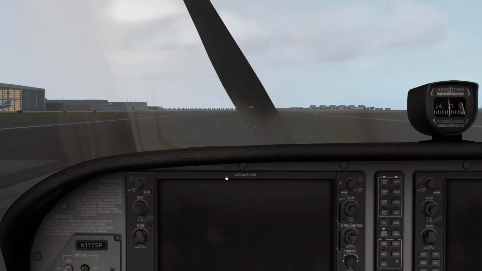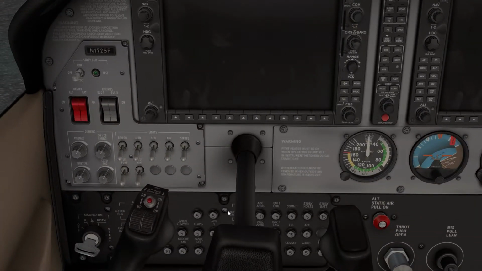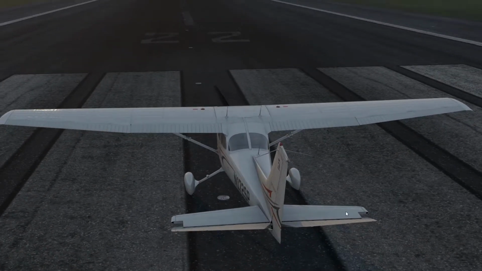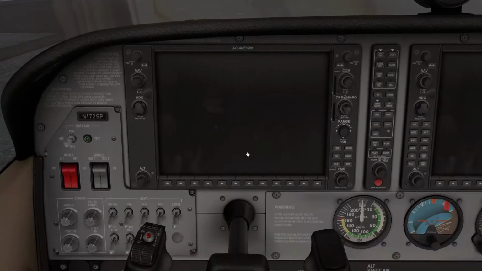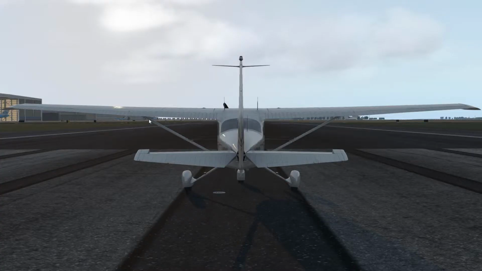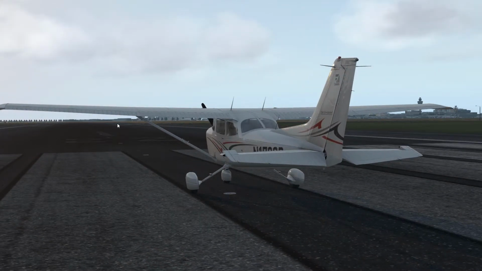If we pull back on our yoke, you can see that the elevator moves up as well. This changes the airflow over this rear wing, and therefore changes our pitch, which is the angle of our nose in comparison to the horizon. And if we push our yoke forward or down, we can see that the elevator moves down as well, and therefore we will pitch down.